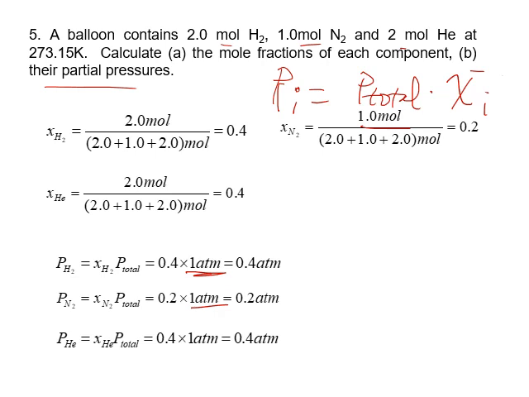Now, when the balloon floats to a higher elevation, the total pressure will become less than 1 atmosphere. So if you are asked to calculate the partial pressure at a different elevation, you need to know the total pressure, because it's not 1 atmosphere. It may be 0.8. It has to be given to calculate the partial pressure.